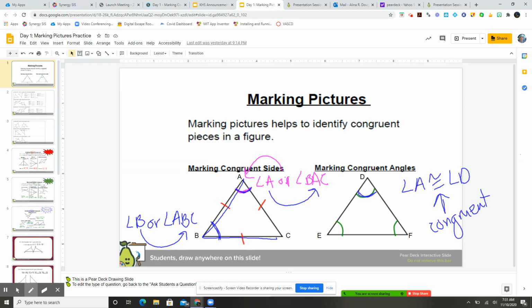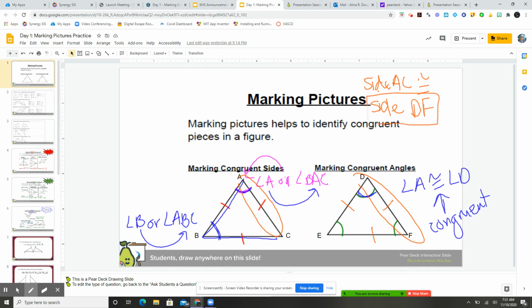We can do the same thing with sides. If I put tick marks here, side AC is congruent to side, I don't know where my brain is that I'm writing sine, not side, side DF.